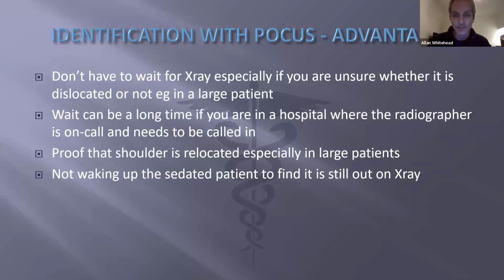So, it's really good for the patient if you don't have to wait too long to make the diagnosis and get on with actually doing the relocation. And some patients, it's easy to tell clinically it's dislocated, but then there are going to be patients, particularly large patients, where it's actually hard to tell whether the shoulder's dislocated when you're looking at it and feeling it. And also, when it's relocated, have you got it back in? So again, ultrasound can help you with this.